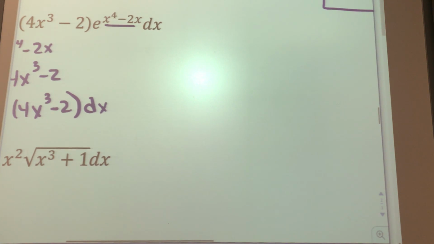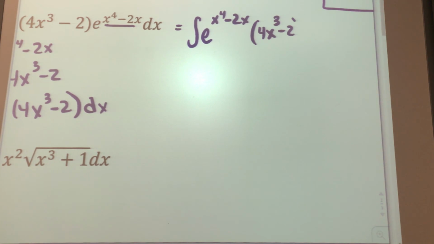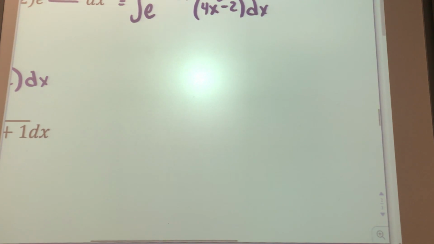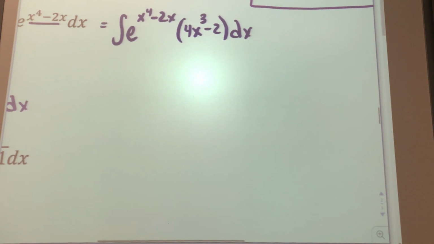So I'm going to rewrite it because I think sometimes when you first start doing this, it helps if you see the du all together. Now, if you don't have to do this step of rearranging your multiplication, it's fine. It's great if you don't have to. But sometimes when you're first learning it, it helps to see it like this.